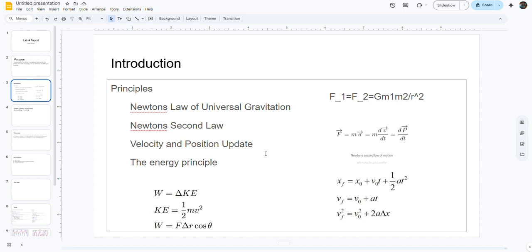mainly with work is equal to the change in kinetic energy, and kinetic energy is equal to 1/2 mv squared, and the work can also be equal to the magnitude of the force times the magnitude of the displacement, times cosine theta.